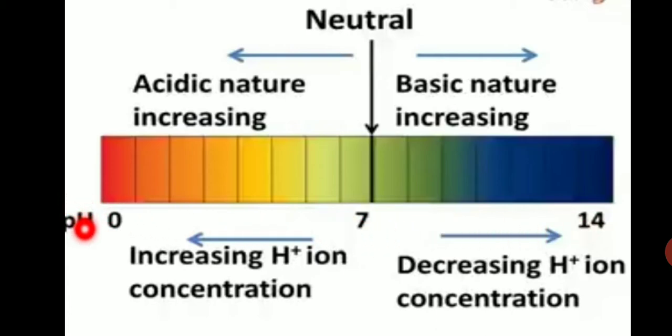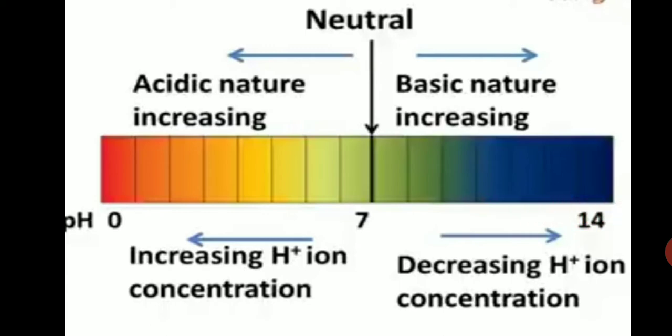pH means the power of hydrogen ion concentration. So as we move from 0 to 14, the H plus ion concentration decreases, so the H plus ion concentration is more in the range 0, 1, 2 and 3. From 4 to 7 it decreases, that means it is weak in nature. Then as we move from 7 to 14, H plus ion concentration decreases and OH minus concentration increases. That means basic character increases. 8, 9 and 10 are weak bases and 11, 12, 13, 14 etc.